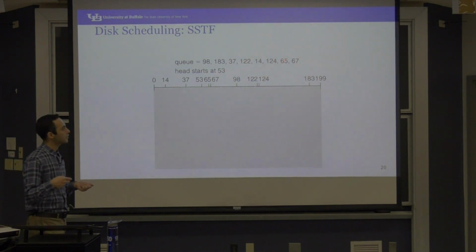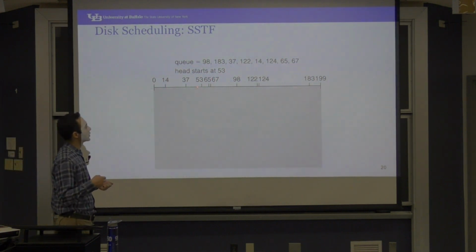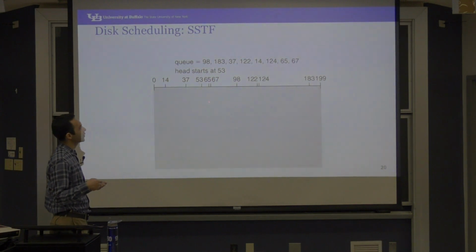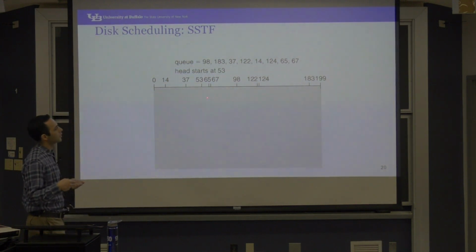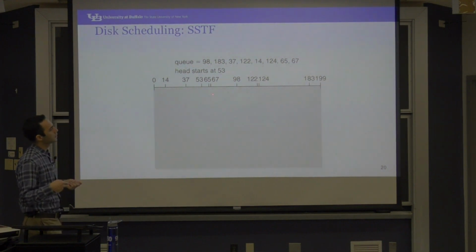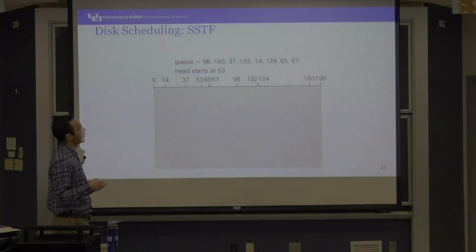65, right? The 53 to 65 is 12, so we just go from here to here. After that, which one? 67. After that, which one? 37. Between 67 and 37 is 30. Between 67 and 98 is 31. So yeah, we move to 37. After that, we move to 14.